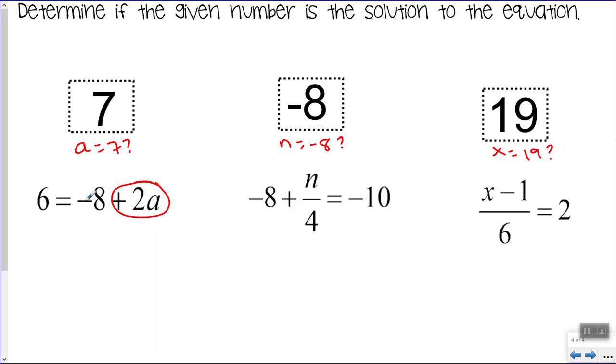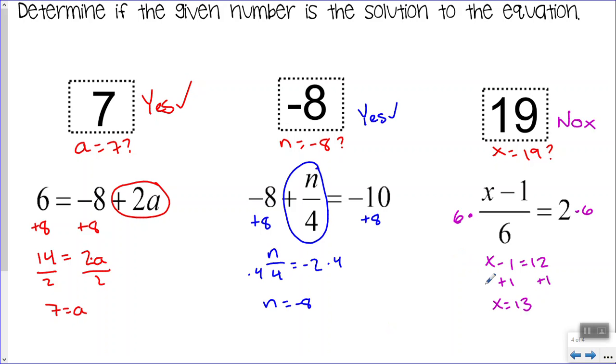and now we start outside. We see negative 8, the opposite of that is plus 8. So we add 8 to both sides. Negative 8 plus 8 is 0. Here we get 2a. This is multiplication. We undo that with division, and we get 7 equals a. So that was what we wanted. So yes, this is a solution. Go ahead and pause the video and try the other two equations on your own.